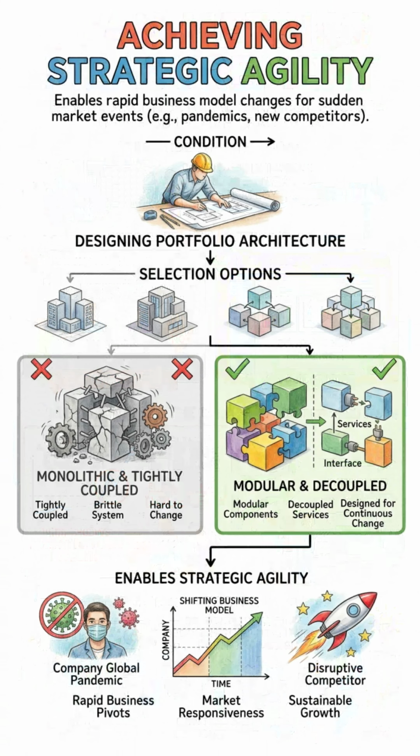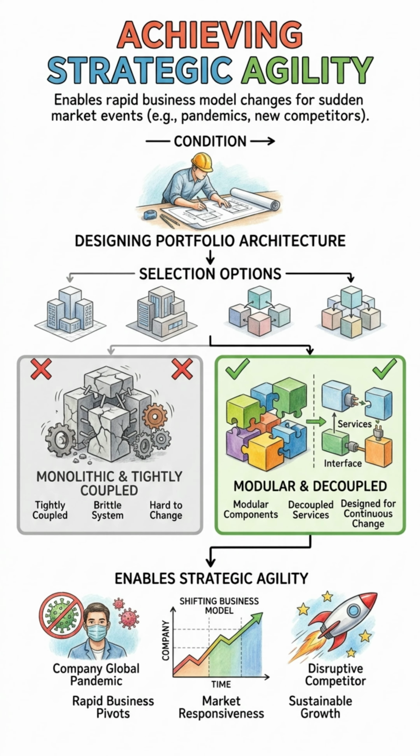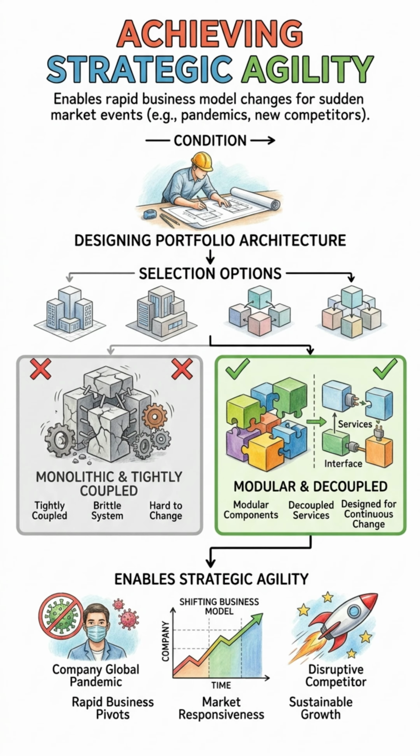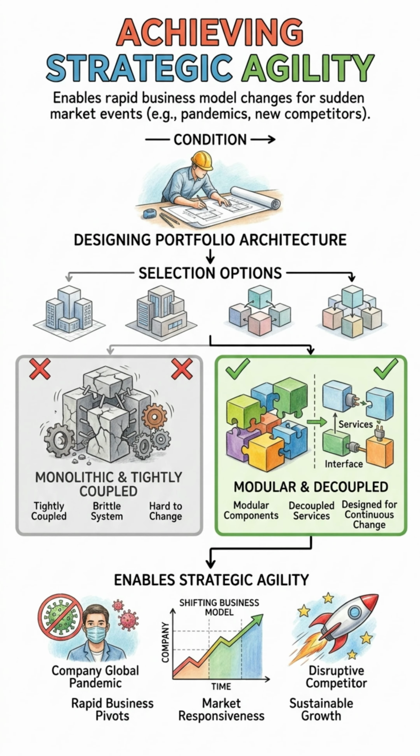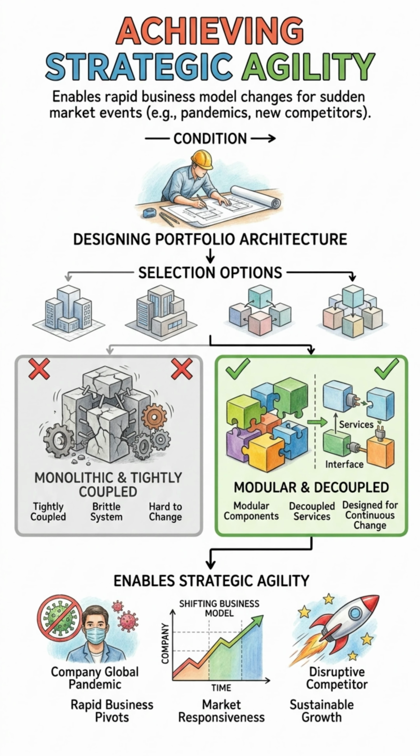Ultimately, the goal of portfolio architecture is to enable true strategic agility for the organization. Strategic agility means the company can rapidly pivot its entire business model in response to sudden market changes, like a global pandemic or a disruptive new competitor. An organization can only achieve this level of agility if the underlying architecture is modular, decoupled, and designed for continuous change from the very beginning.